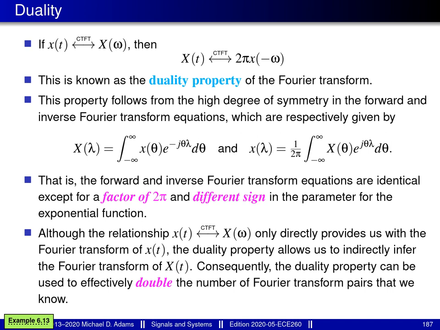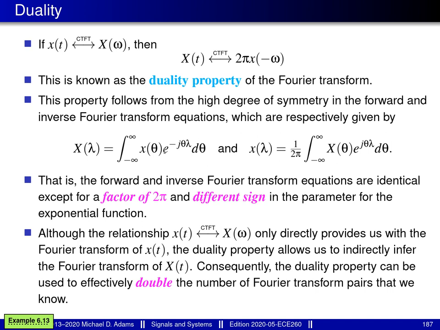So recall that with the Fourier transform we have two key equations. We have the Fourier transform analysis equation, which is this equation here, and we have the Fourier transform synthesis equation, which is this equation here. Now I've written these two equations using some different variable names from the ones that we typically use in order to highlight the similarities between these two equations. And in fact there's only two differences between these two equations.